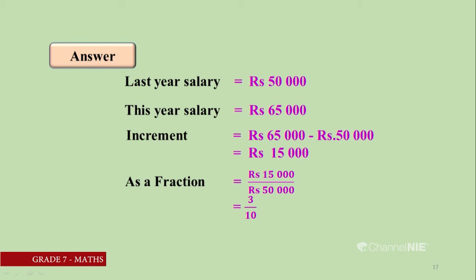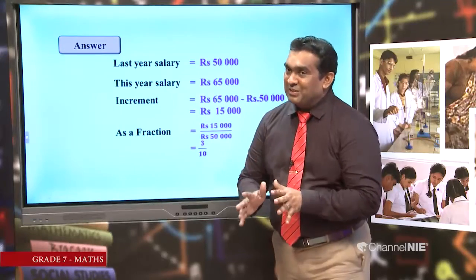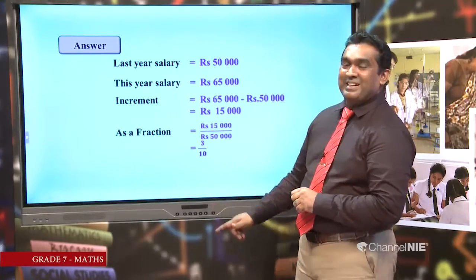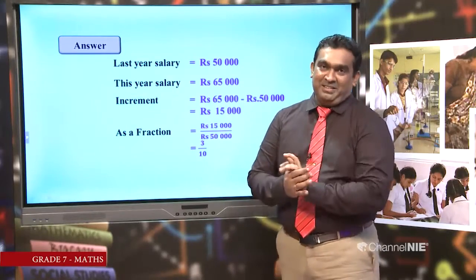It means highest common factor. Using the highest common factor, you can divide the numbers in the denominator and the numerator. Right? What is the highest common factor? Yes, 5,000 is the highest common factor. You can divide 15,000 by 5,000. As a result of that, you have 3. Now 50,000 is divided by 5,000. As a result of that, you have 10. What is the fraction? 3 over 10.